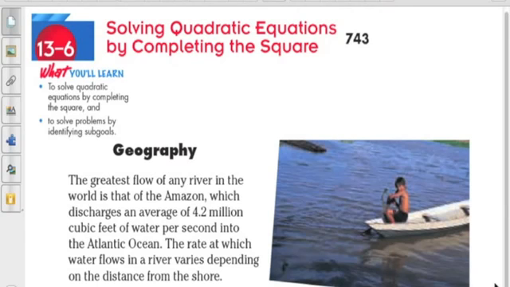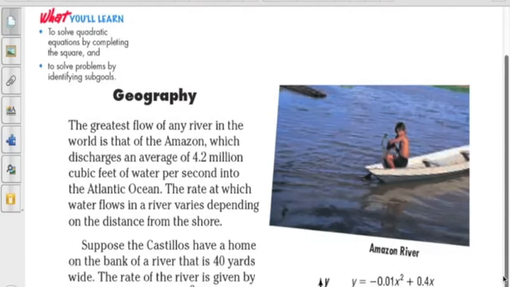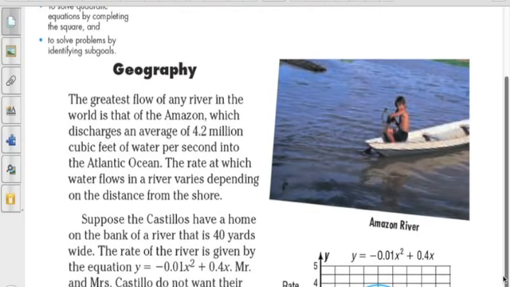In geography, the greatest flow of any river in the world is that of the Amazon, which discharges an average of 4.2 million cubic feet of water per second into the Atlantic Ocean. The rate at which water flows in the river varies depending on the distance from the shore. Suppose the Castillos have a home on the bank of the river that is 40 yards wide. The rate of the river is given by the equation y equals negative 0.01x squared plus 0.4x.